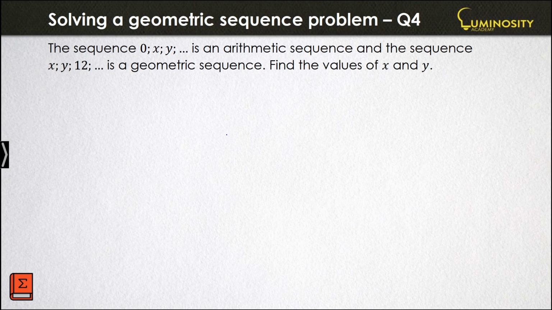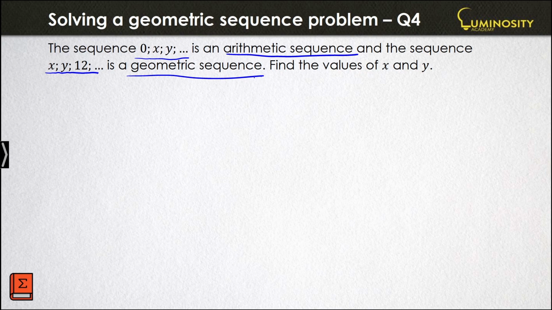We're going to be looking at solving a geometric sequence problem, question 4. So we're given the sequence 0, x, y, and so forth is an arithmetic sequence. And the sequence given by x, y, 12, and so on is a geometric sequence. They want us to find the values of x and y.